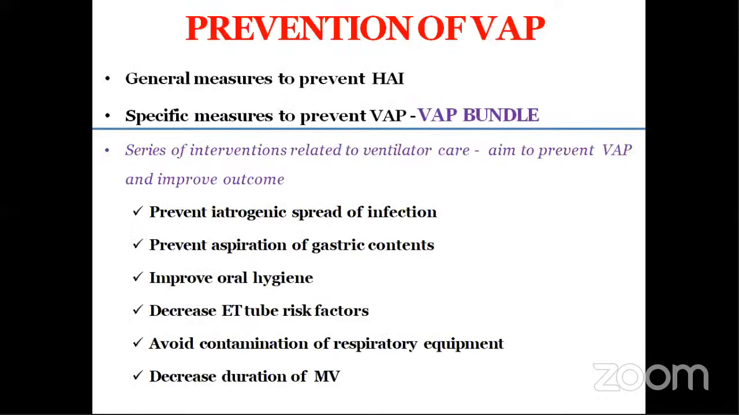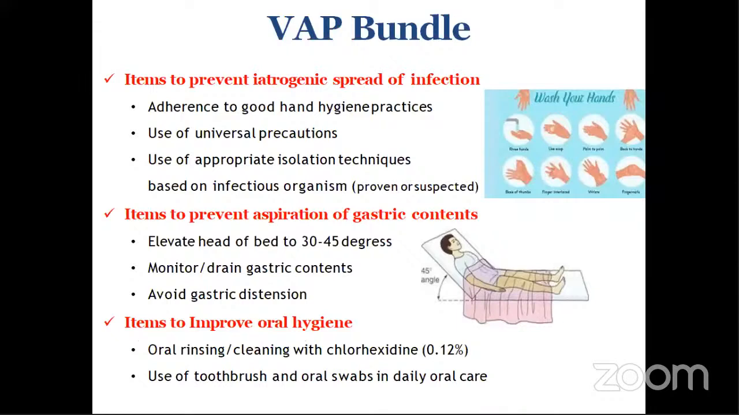How can you prevent VAP? By two-pronged methods. First is general measures to prevent HAI, and second is specific measures to prevent this VAP, which is known as VAP bundle. And there are 6 components in this. So we will take one by one. The first is to prevent iatrogenic spread of infection. How do you do this? By adherence to good hand hygiene practices. Use of universal precautions. Use of appropriate isolation techniques based on infectious organism.